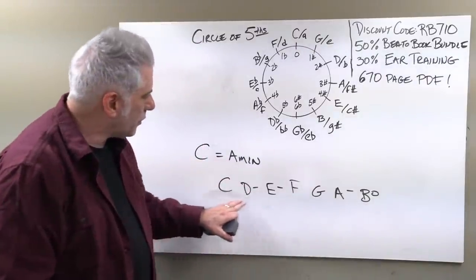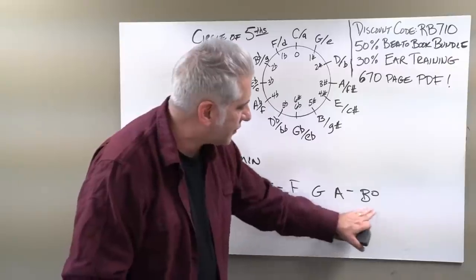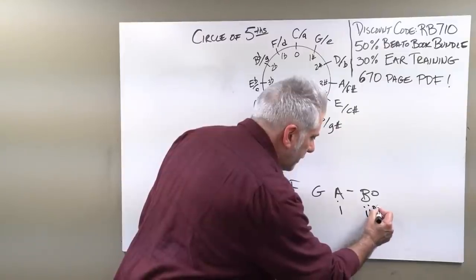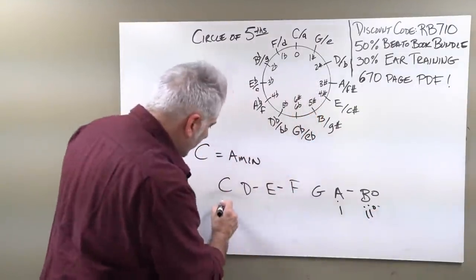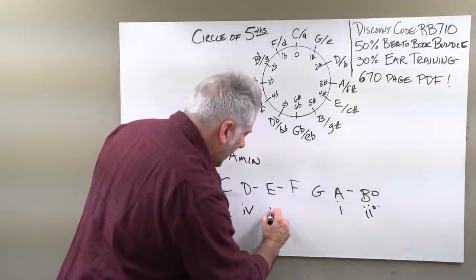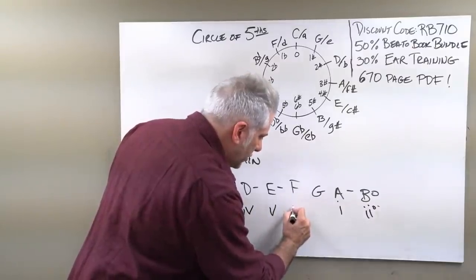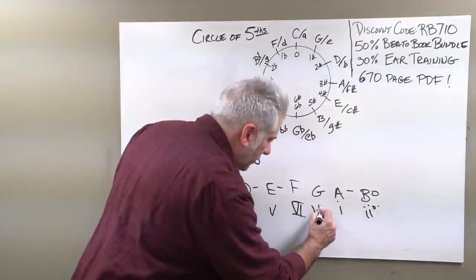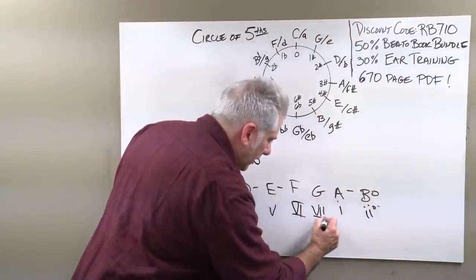So this is the one chord, two chord, three chord, four chord, 5, 6, 7. If I start here and make this the one chord, this becomes the two chord, two diminished. This is the three chord, major, right? The four chord is going to be minor. 5 is minor. 6 is major. And then this is your 7 chord, like this.